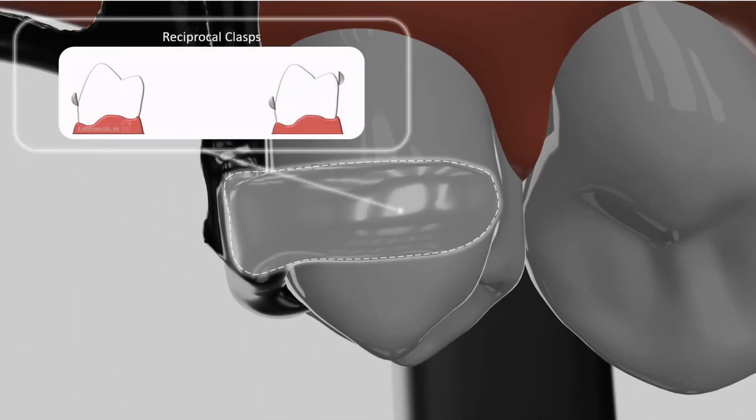Reciprocation is provided by a rigid component of a partial denture, and counteracts the retentive forces of the retentive clasp to prevent possible orthodontic movement.